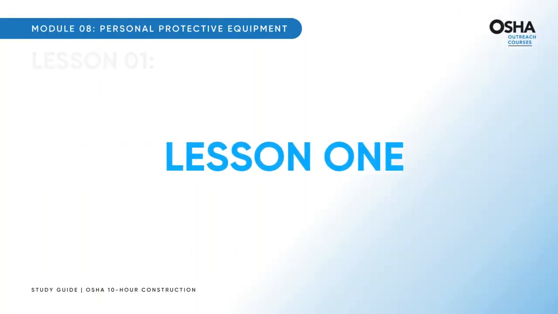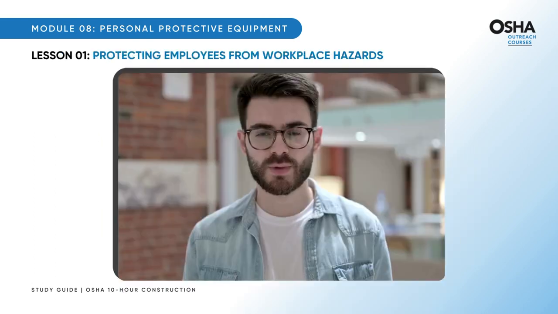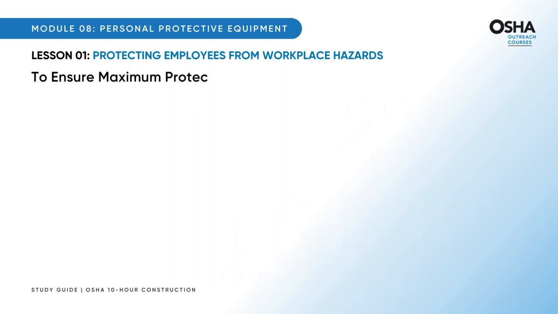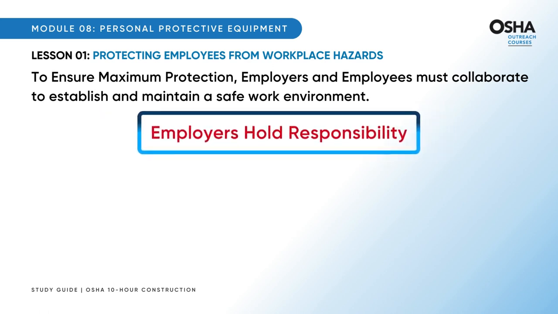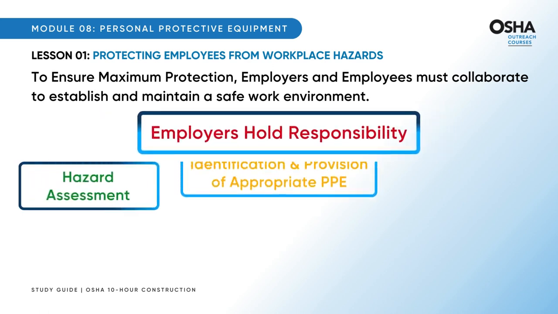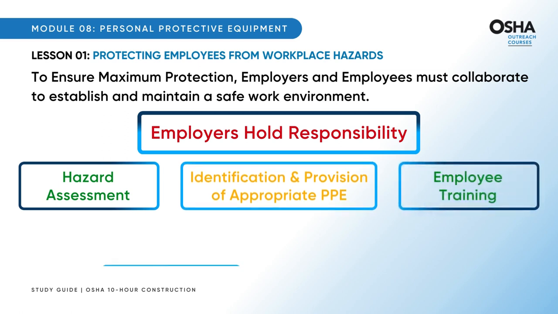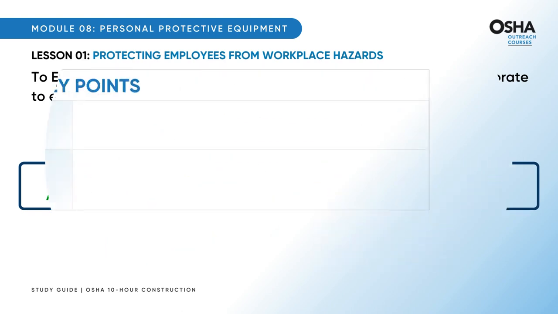Let's dive into the first lesson, which centers around protecting employees from workplace hazards. Do you want to maximize the protection of yourself and others in the workplace? To ensure maximum protection, employers and employees must collaborate to establish and maintain a safe work environment. Employers hold responsibility for hazard assessment, identification and provision of appropriate PPE, employee training, PPE maintenance, and regular program evaluations.